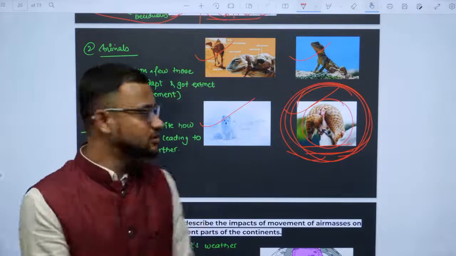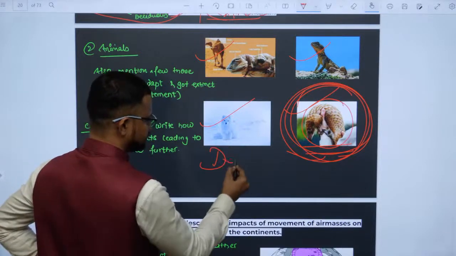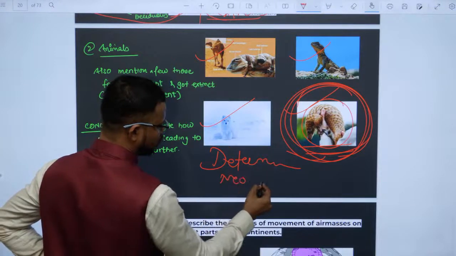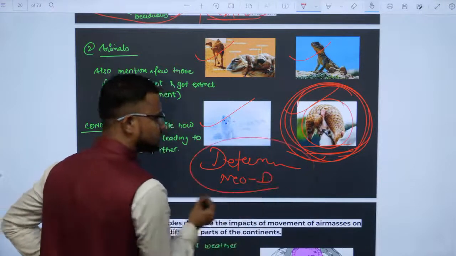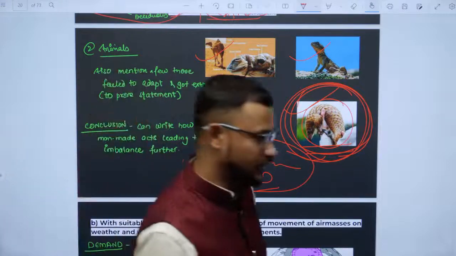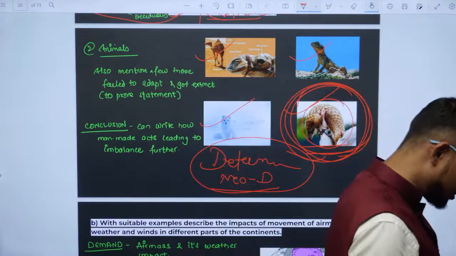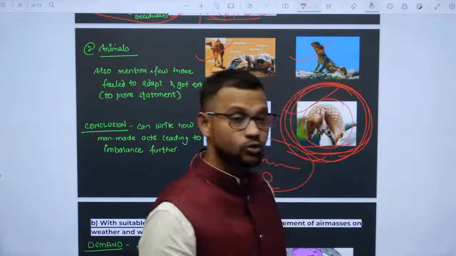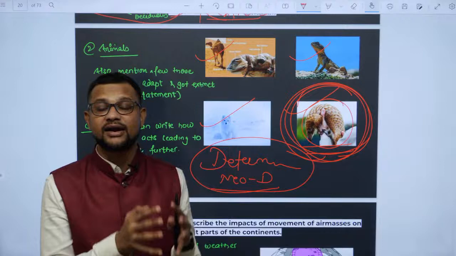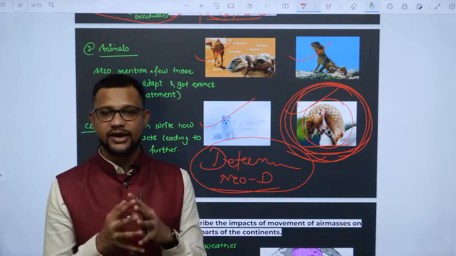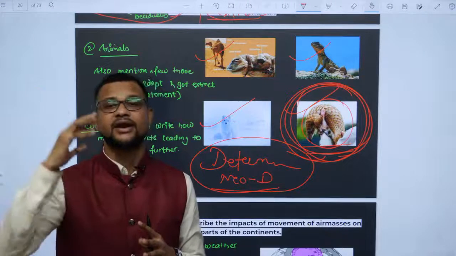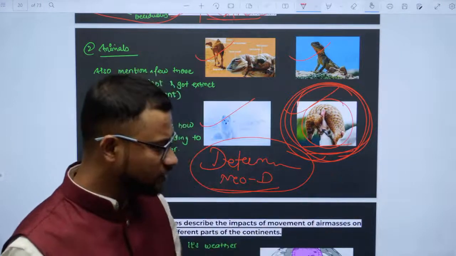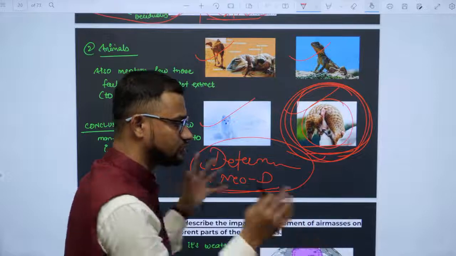So connect it with determinism, connect it with neo-determinism or stop and go determinism, and your answer will be more geographical in nature. Right, Shubham? Yes, fishes and other water species. Yeah, you can absolutely write it. They are adaptive to more saline conditions. Life is surviving in the Black Sea too, right? Or even in the Mediterranean Sea, which has high salinity. So how does this life survive? Yeah, Shubham, absolutely good. You can add that dimension also.